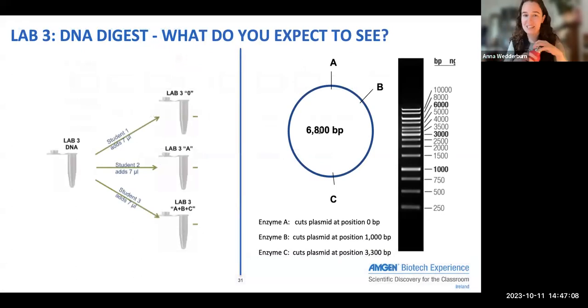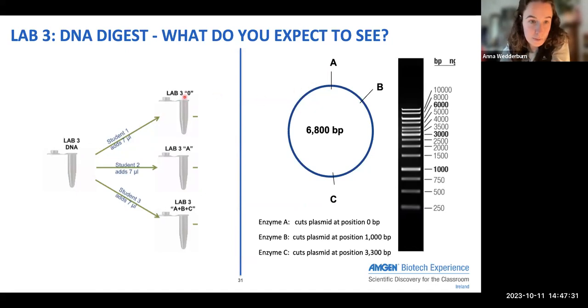But we haven't gone through the results yet. That's what we'll do now. What I always like to do is get people to guess what the results will look like. We should be able to do this because we know where the restriction enzymes are going to cut the plasmid, and we know the size of the plasmid.